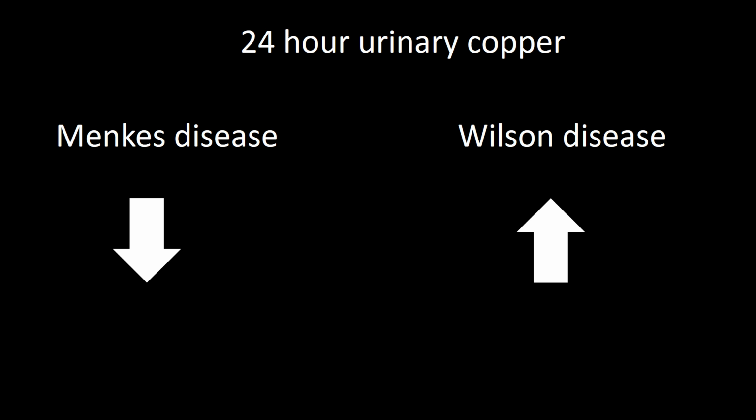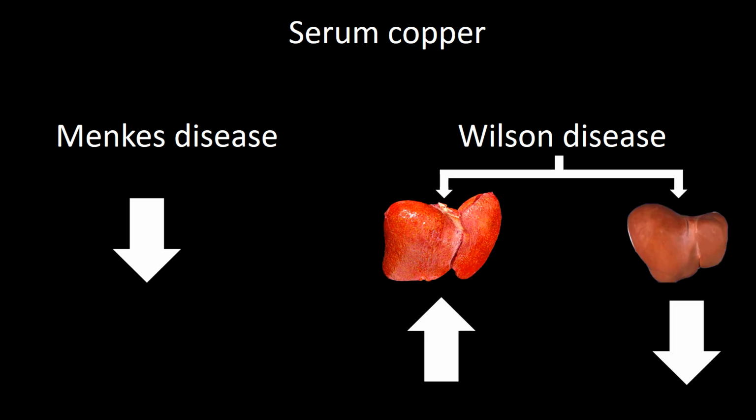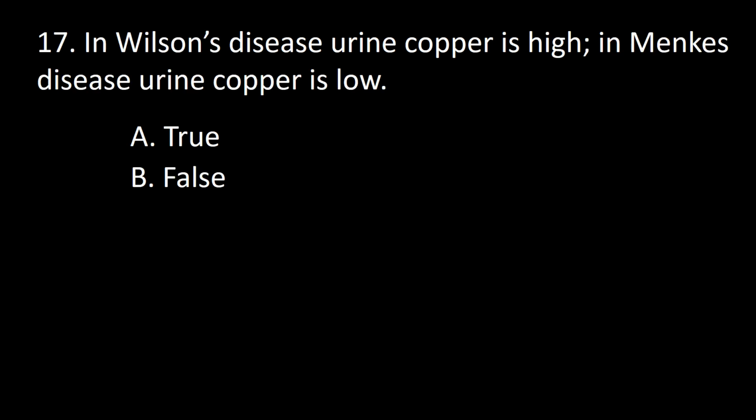24-hour urine copper is low in Menkes because it is not absorbed by the intestine, but high in Wilson's disease because copper unattached to ceruloplasmin leaks from the liver into the blood. Then the copper in the blood is filtered by the kidney, thus concentrated in the urine. Serum copper in Menkes is low because copper is not absorbed by the intestine. In Wilson's disease, with significant liver damage, serum copper is high, but serum copper is low if the liver is not affected or if it is only minimally affected. So the answer to this question is true.